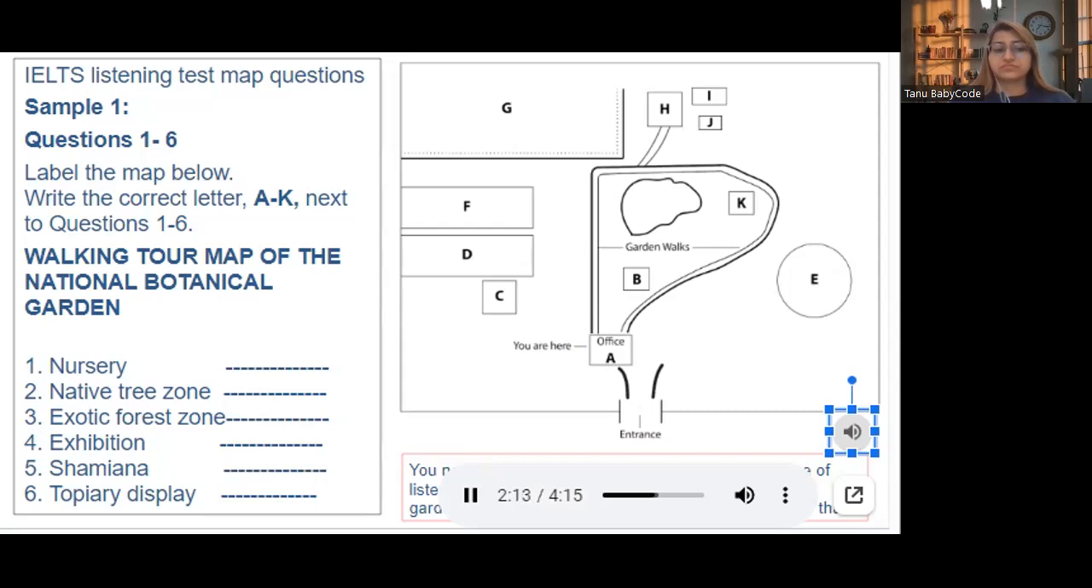The native tree zone is here, immediately behind the nursery, and next to it is the non-native trees zone. We are now looking at the huge fenced area on the west. You can see an area with fencing. This is the exotic forest zone.